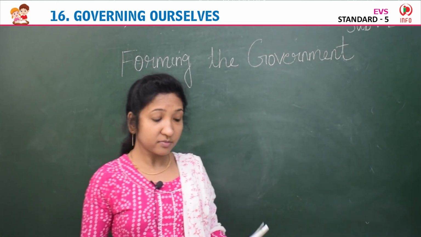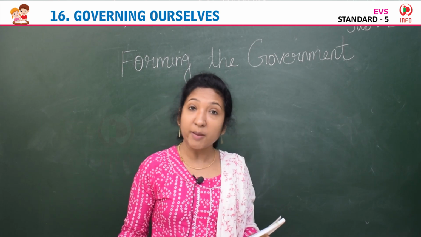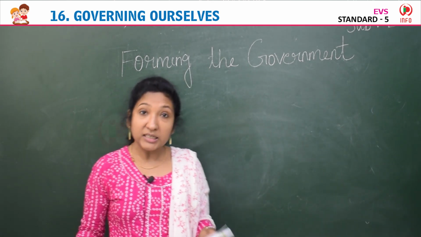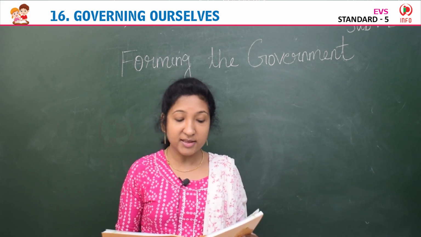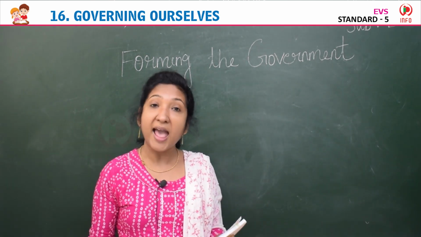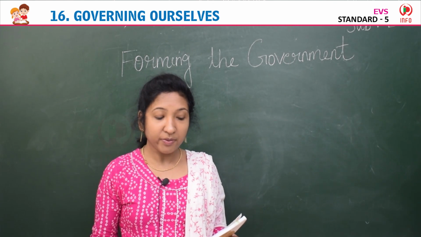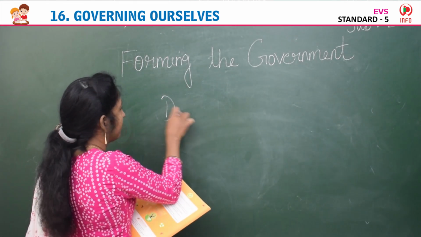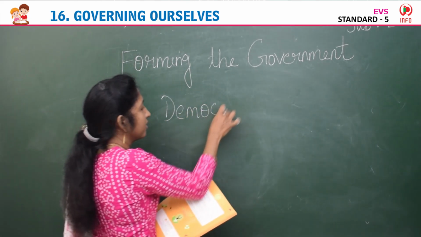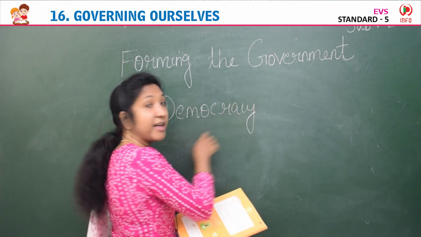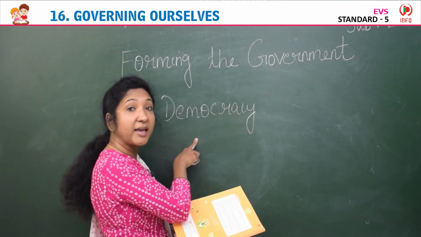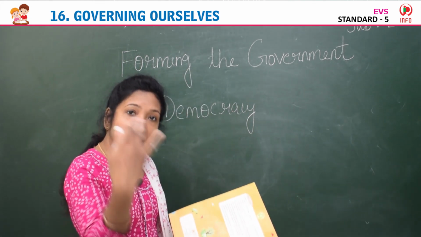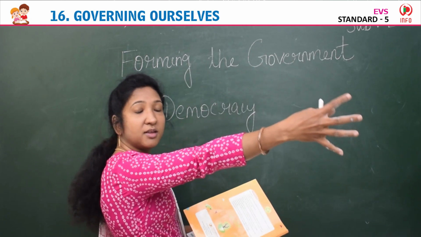Let us see. India is a parliamentary democracy and has a federal structure, whereby it is run by elected officials at both national and state levels. India is a parliamentary democracy. What do you mean by democracy? Democracy is a government of the people, by the people and for the people, because we, common people, are electing members for the government.